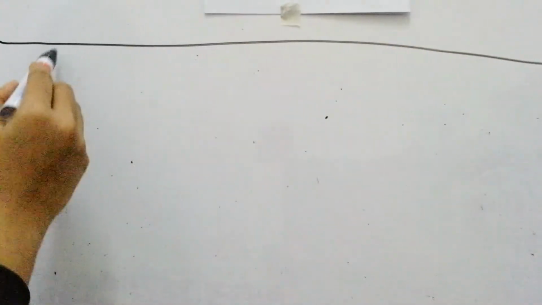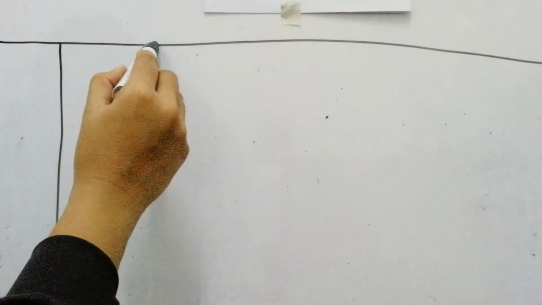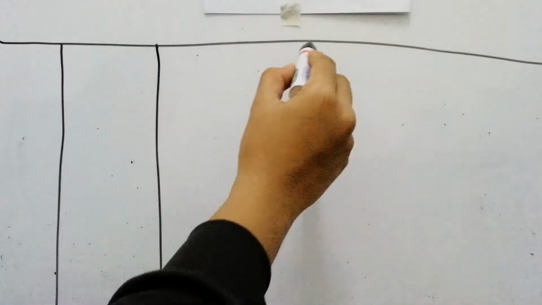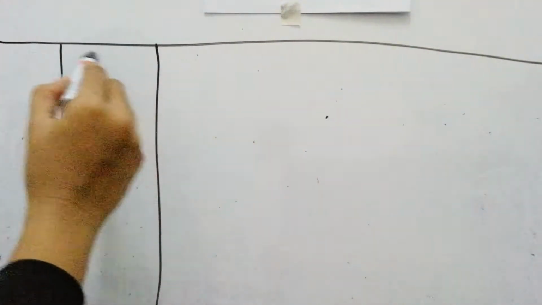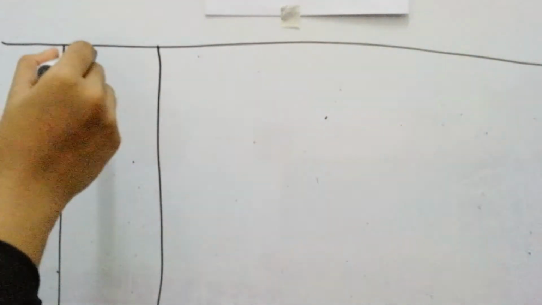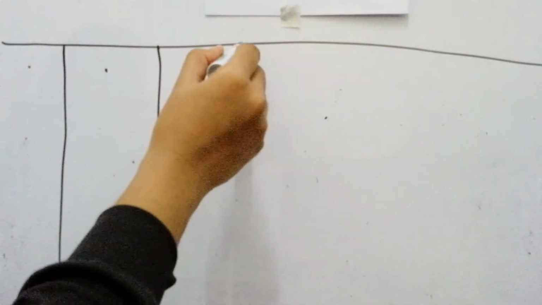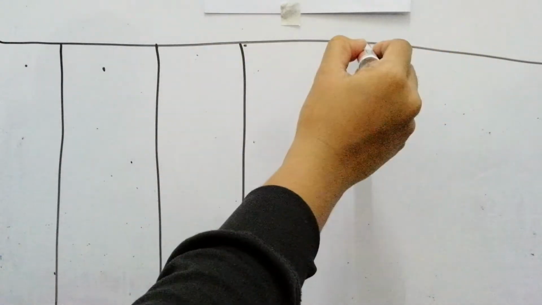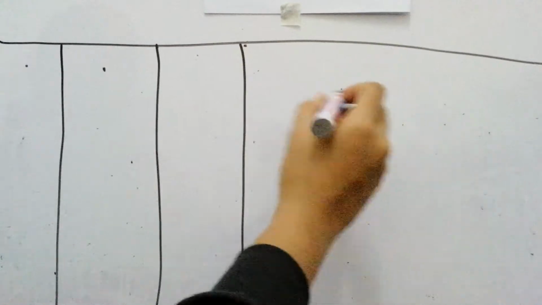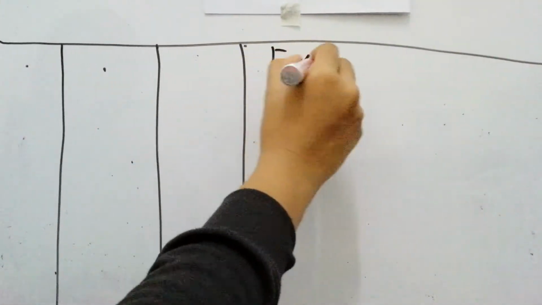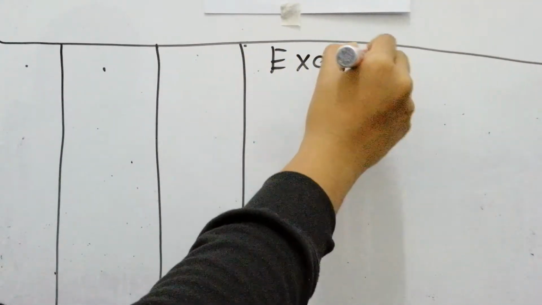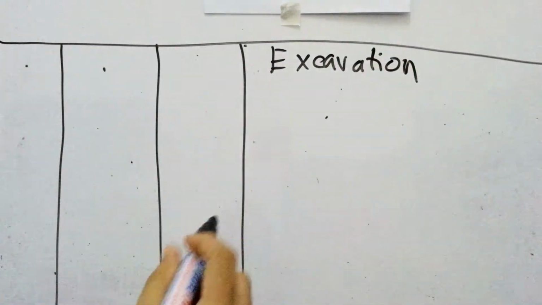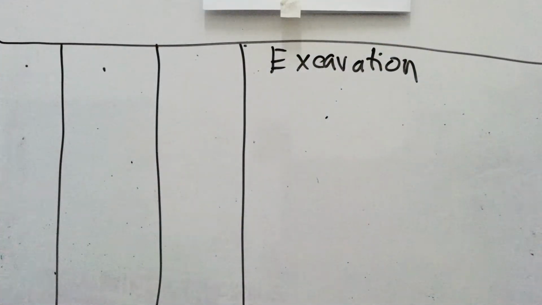So the first step, you need to prepare your taking off sheet, with the timesing column, the dimension column, the quantity column, and also the description column. So we want to do the excavation work.